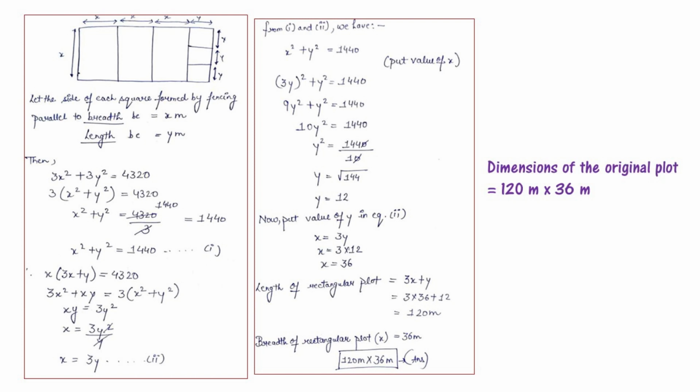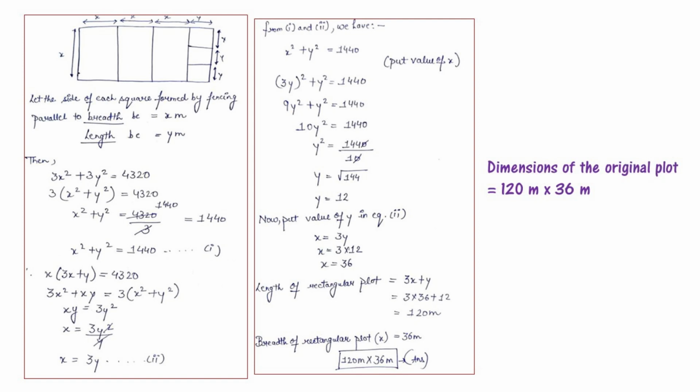Let the side of each square formed by fencing parallel to the breadth be x meter and the other be y meter. Then 3x square plus 3y square is equal to 4320. That will become, with 3 in common, x square plus y square is equal to 4320 divided by 3. That will come 1440. Now equation 1 is x square plus y square is equal to 1440.